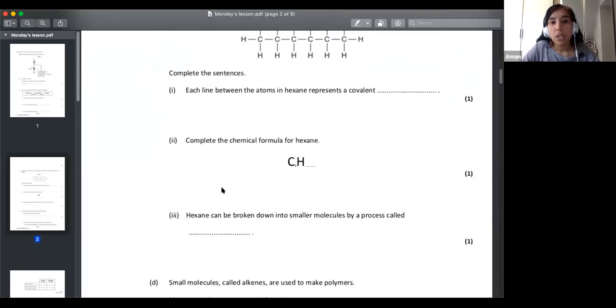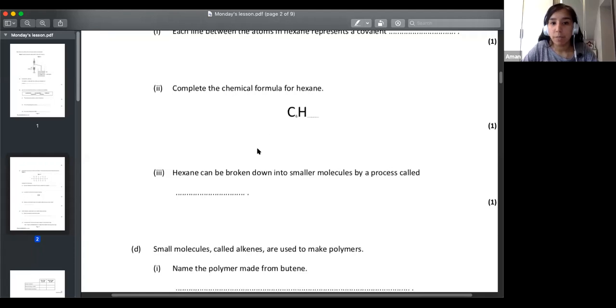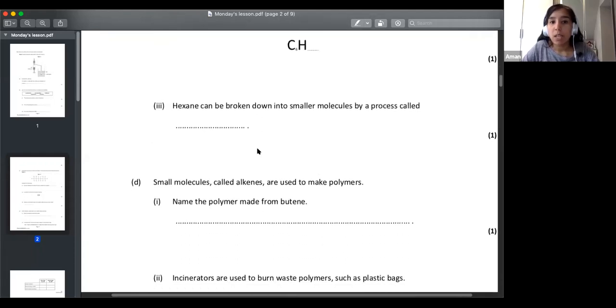Great. What's the chemical formula for hexane? So we've got C6H what? Hexane, it's an alkane, not an alkene. Good, C6H14. So the people that gave me H12, remember it's an alkane, not an alkene. If it was an alkene, it would be C6H12, but because it's an alkane, it's C6H14. Hexane can be broken down into smaller molecules by a process called what? Does anyone remember? After fractional distillation, what do we do? Cracking, excellent, well done, cracking.